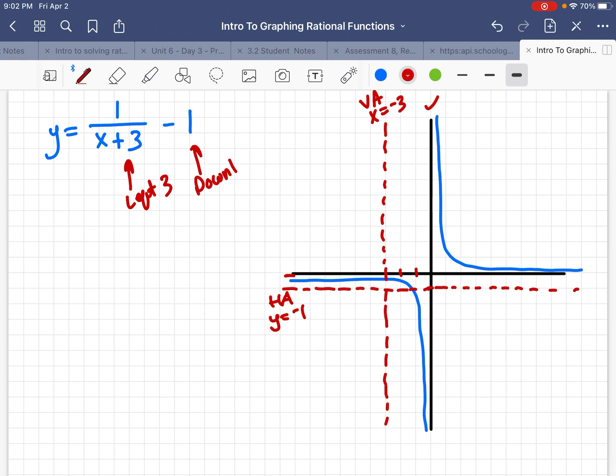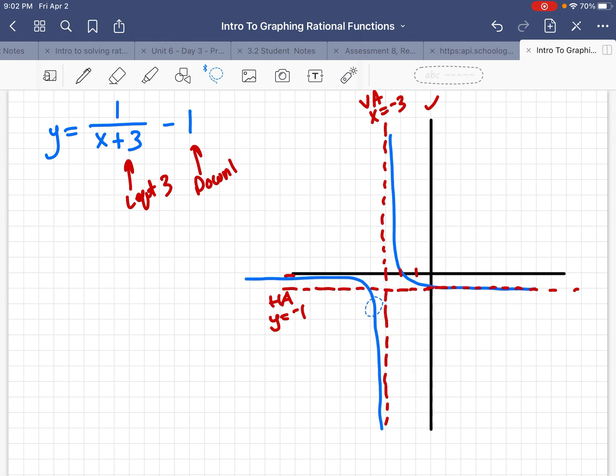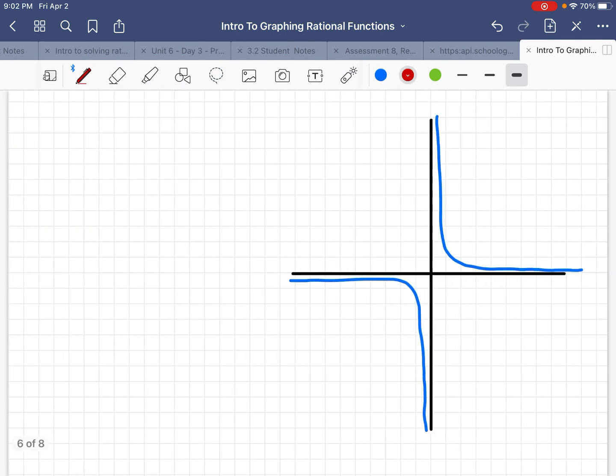And my graph moves accordingly. So my graph right here, the blue graph, is going to move left 3 and down 1. And same thing for this guy over here. It's going to move left 3 and down 1. Okay, because there are 2 sections to the graph, so they both have to move. If I could move them both at the same time, I would, but I can't. All right. So let's take a look at one more of those.